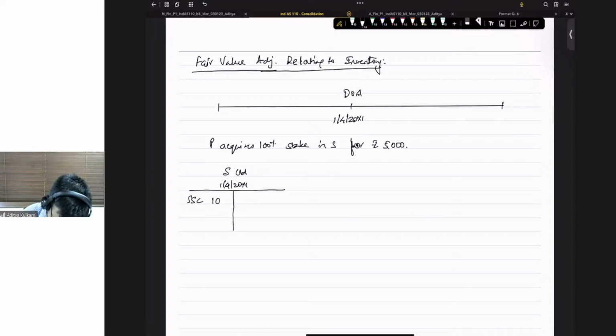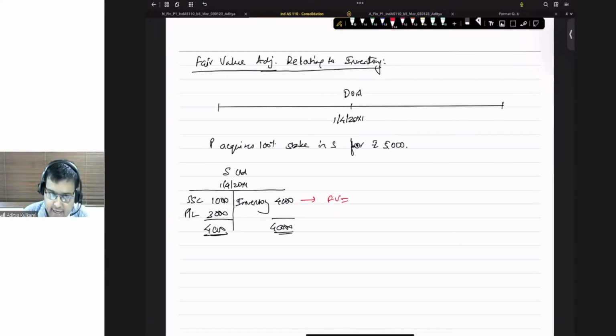Equity share capital 1,000, P&L 3,000, inventory 4,000. Do I have to fair value inventory? Yes, this is as per Ind AS 103. Don't ever make the mistake. Fair value is 5,000. Don't ever think, sir, inventory should be at lower of cost or NRV. So therefore we will measure it at 5,000 because fair value is higher.